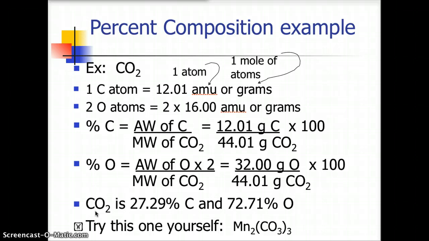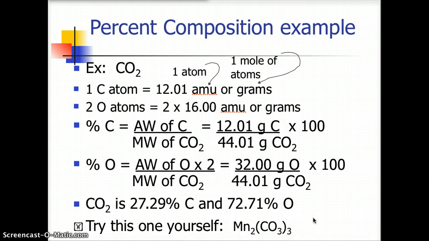27.29% carbon and 72.71% oxygen. Since there are only 2 elements, it's a natural check. If we would add these 2 things together, they should equal 100. No matter how many elements you have, your percentages should always equal 100, or else you have a mathematical error.